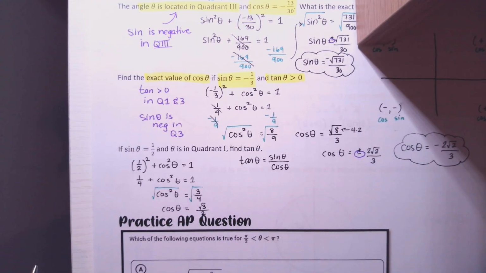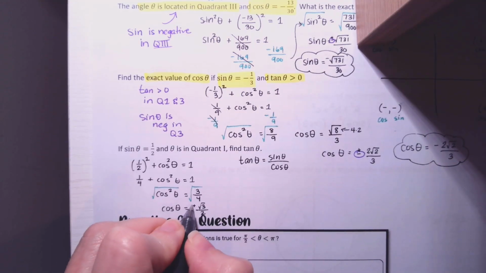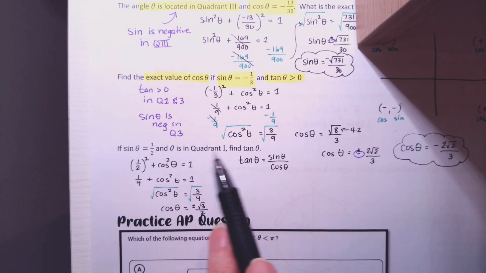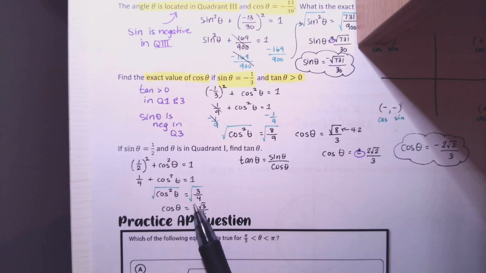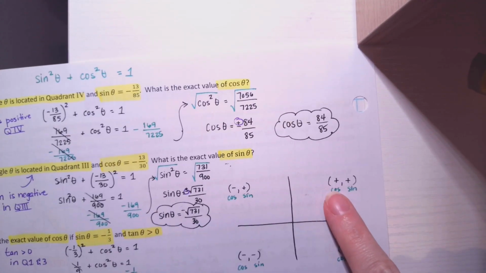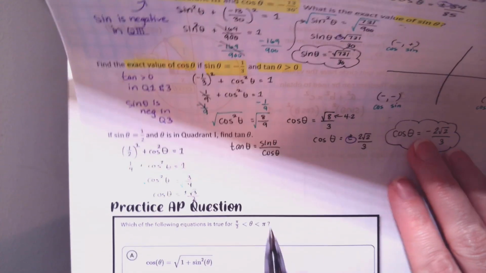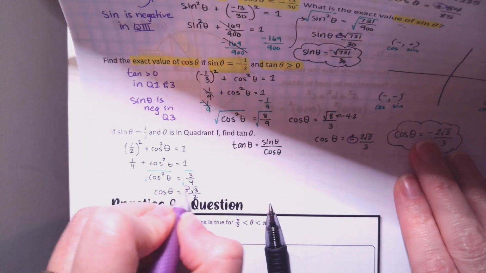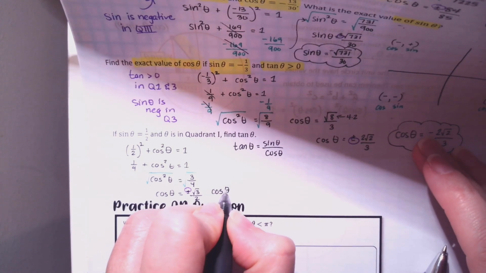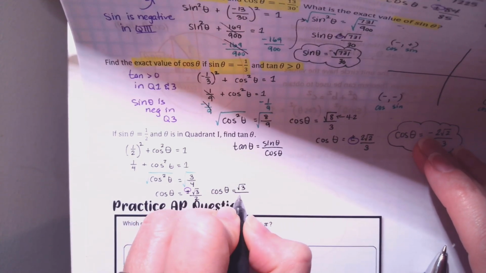But we have to decide, is it positive or negative? When you take a square root, it could be positive or negative. So we look: in quadrant 1, is the cosine positive or negative? We have it written down on the side here. In quadrant 1, the cosine is positive, so we're only going to keep the positive answer. Cosine of the angle equals square root of 3 over 2.